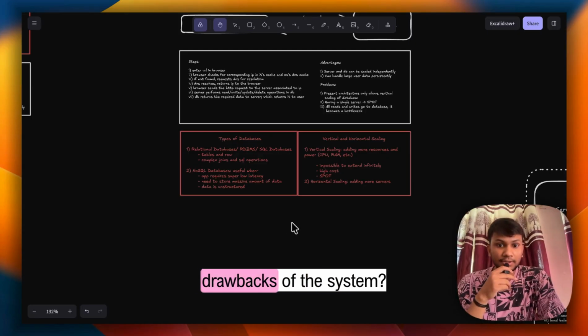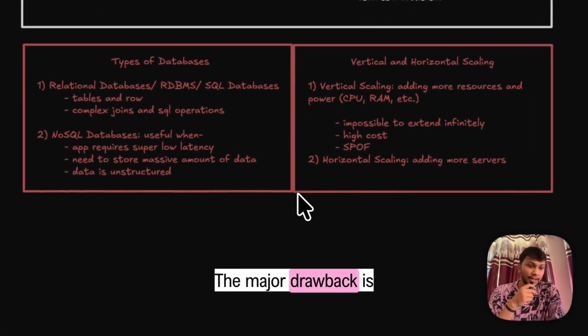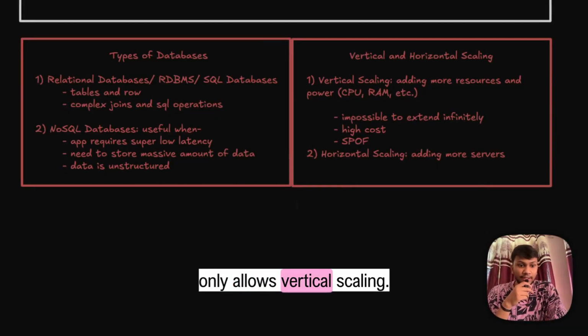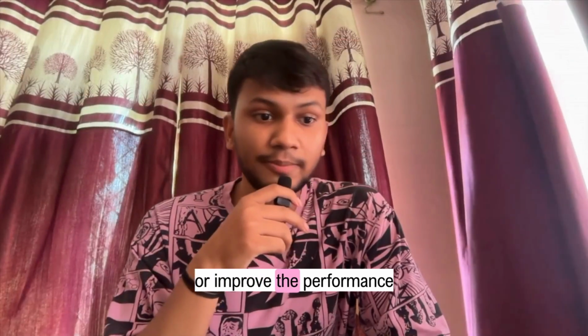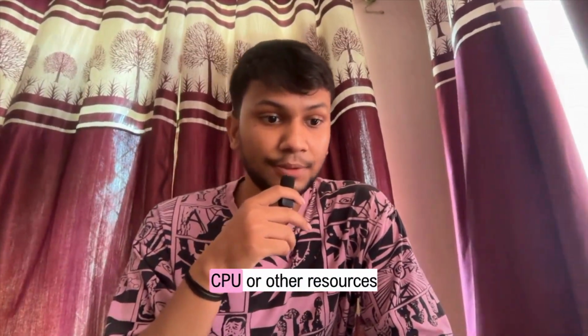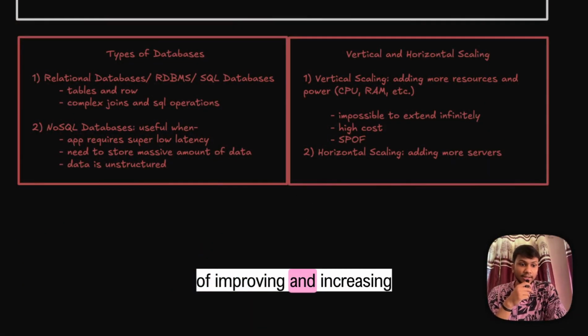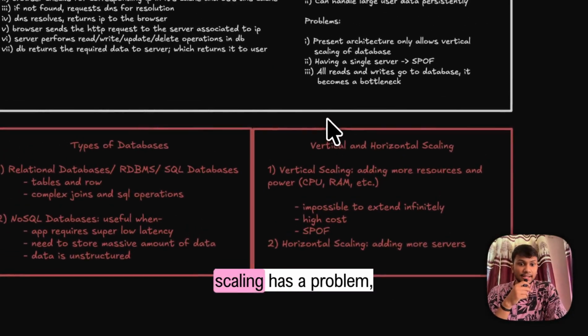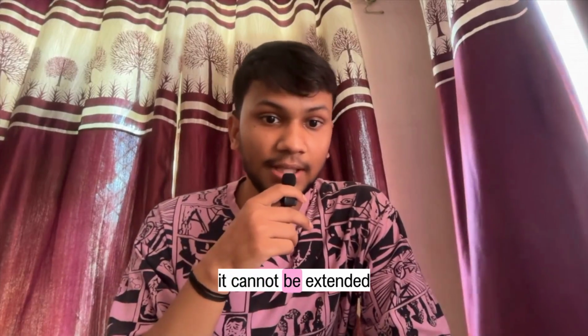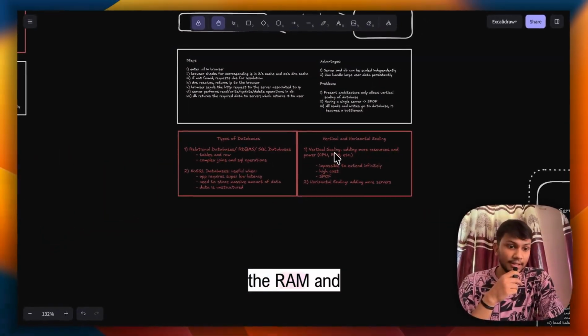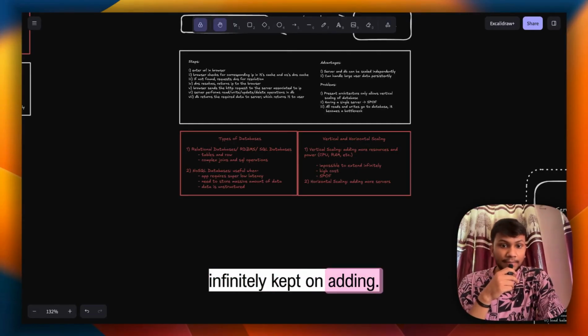Now, what are the major drawbacks of the system? The major drawback is that the present system only allows vertical scaling. Vertical scaling is when we increase or improve the performance of a system by adding more RAM, CPU, or other resources to the system. However, horizontal scaling consists of increasing the number of servers. Vertical scaling has a problem: it cannot be extended indefinitely. Obviously, the RAM and the storage cannot be infinitely kept on adding.